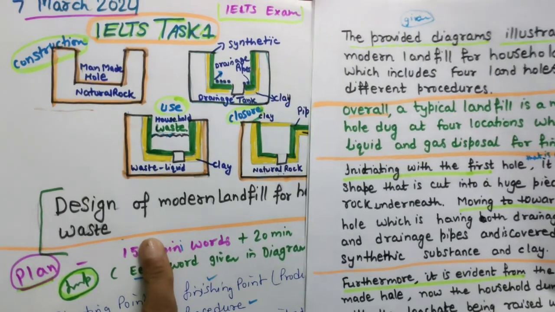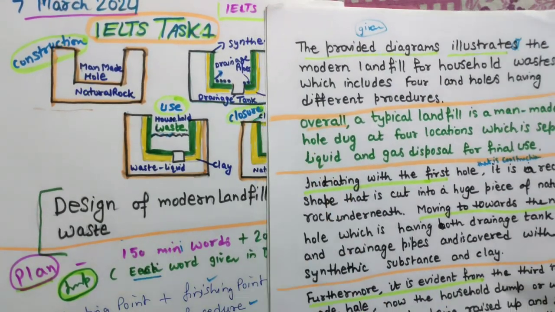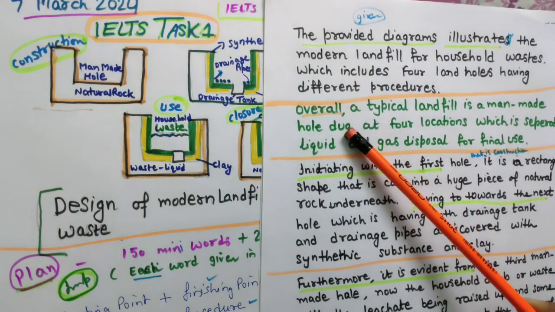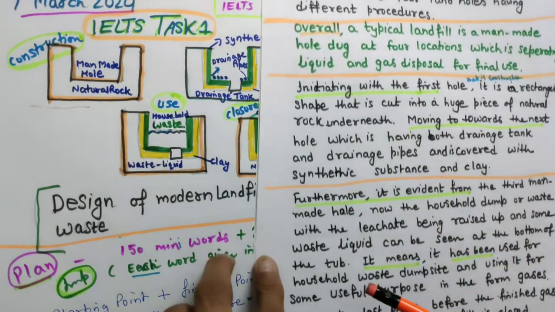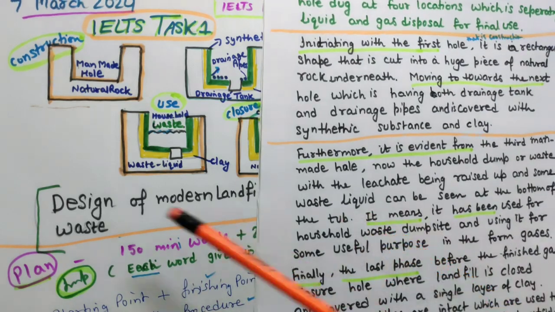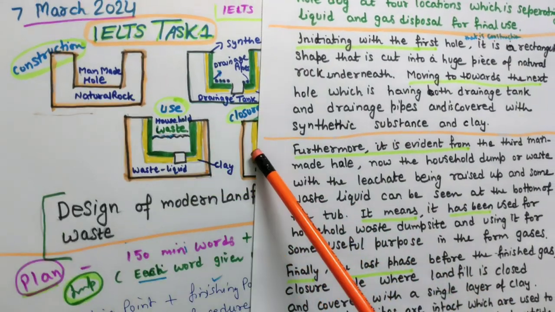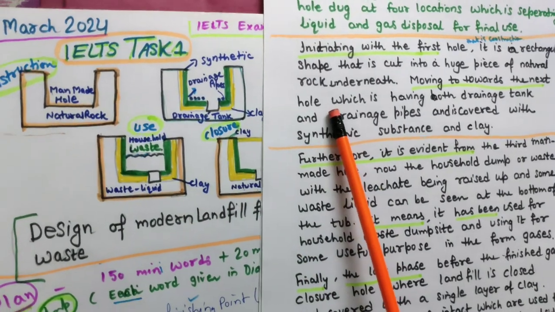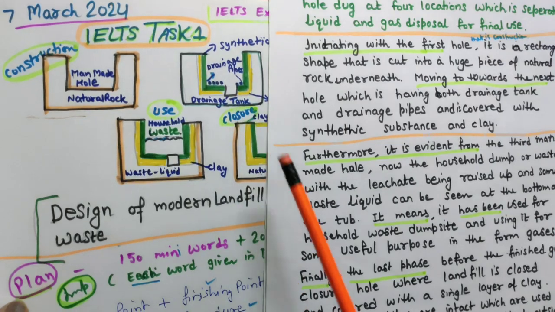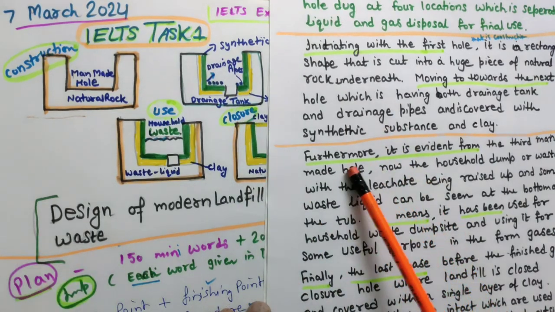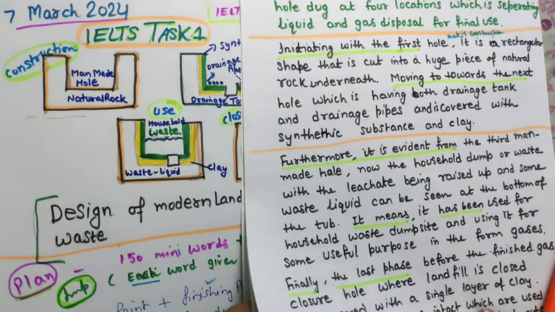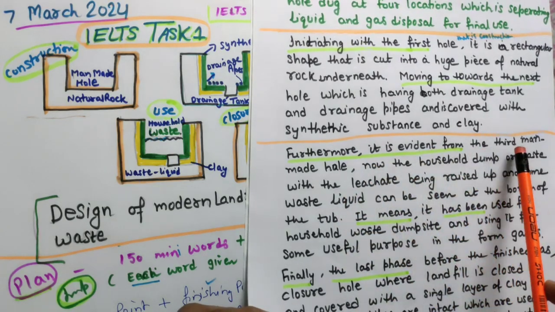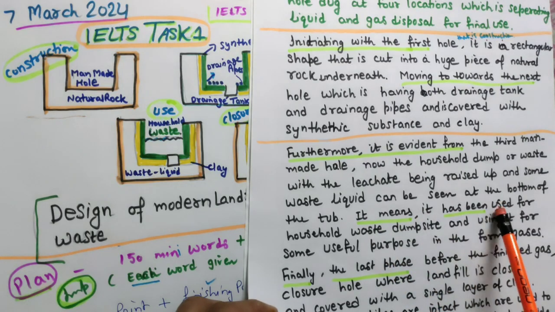For this task 1, this is the introduction. See this, and the overall paragraph and body paragraph 1 and body paragraph 2. I have combined in the last paragraph these last two man-made holes, and in this paragraph I have combined these two boxes. Okay, so here you can see the green one, it is all vocabulary, you can use it.